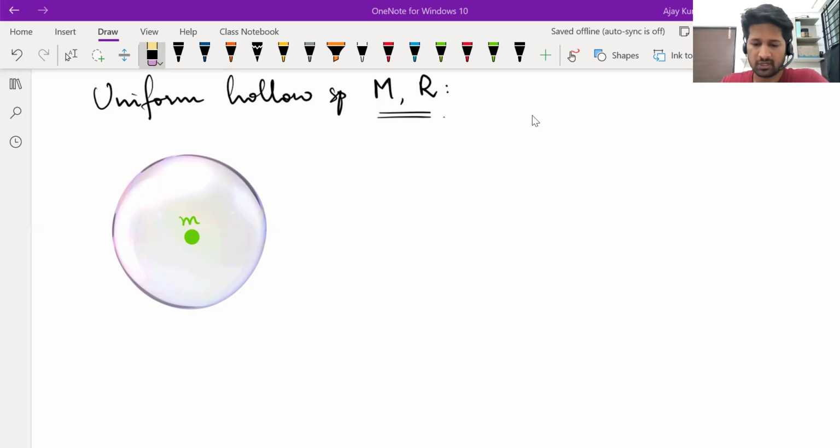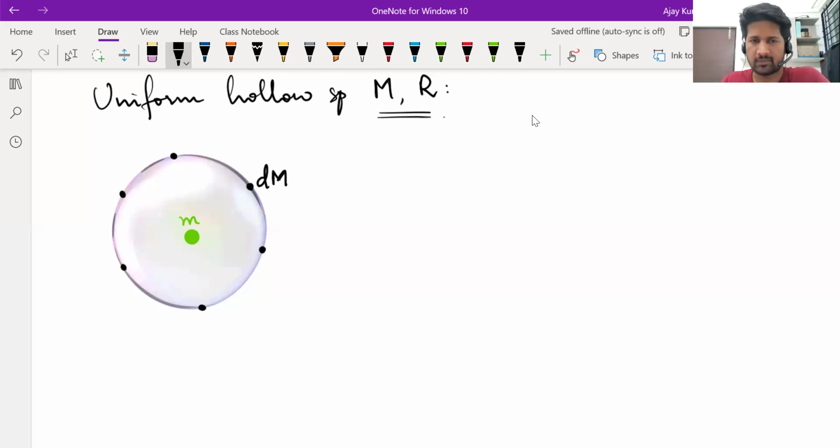Then the only option you are left with is to consider it as a collection of point masses. One point mass here, one point mass here, one here. On your screen, it may look like a circle. You have to visualize it in 3D. So the hollow sphere is a collection of infinite point masses like this. And we know the formula for potential energy between 2 point masses. That's all. So let's consider an element dM of the hollow sphere.